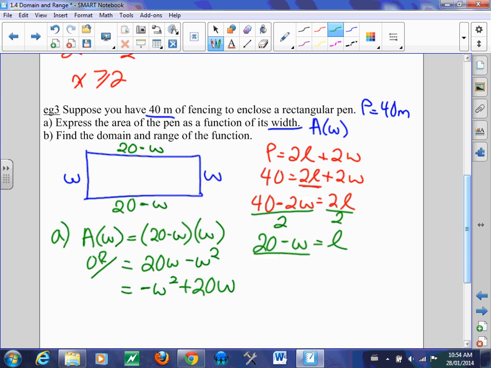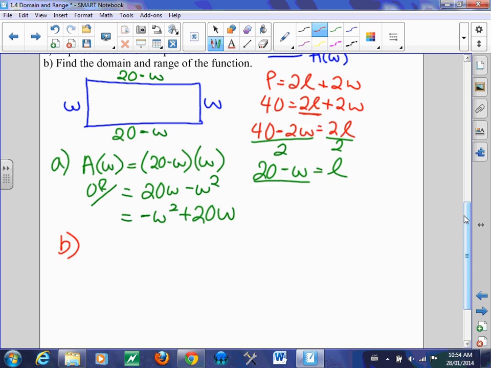Okay, next one, find the domain and range of this function. Well, what we have to do is remember to maximize the area. We want to create what we call a square, right? So to do B, domain and range, we're looking at the maximum area. And for maximum area, hopefully, if you remember from optimization, we want a square, right? So we want a square. Each side has to be the same length. So to find your width, that's going to be the perimeter divided by 4.